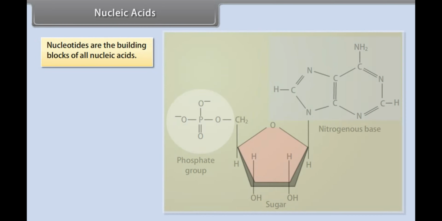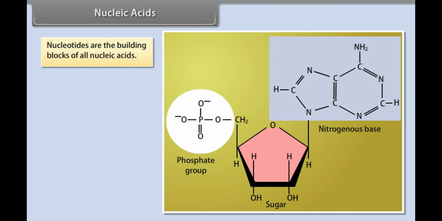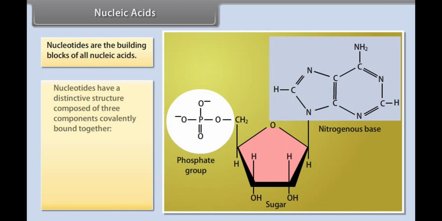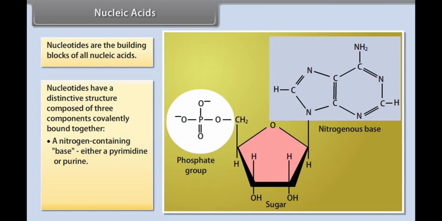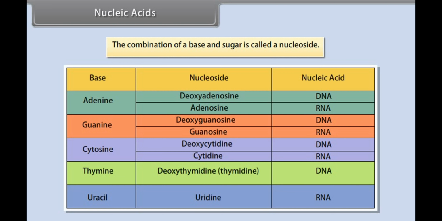Nucleic acids. Nucleotides are the building blocks of all nucleic acids. Nucleotides have a distinctive structure composed of three components covalently bound together. A nitrogen-containing base, either a pyrimidine or purine. A 5-carbon sugar, ribose or deoxyribose. A phosphate group. The combination of a base and a sugar is called a nucleoside.